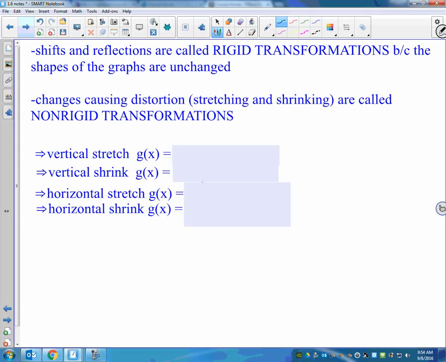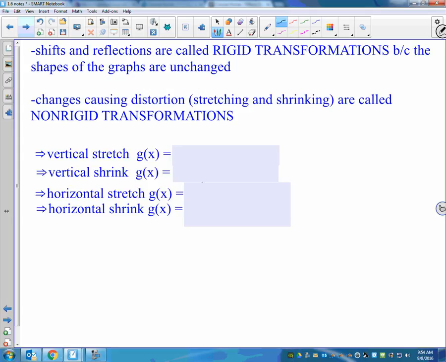And you can stretch your graph vertically or you can shrink it vertically. You can also stretch it horizontally, and it's all about whether you multiply a number on the inside or on the outside. And I'll tell you that your precalculus book says it a little different than the algebra 2 book, so it's a little bit iffy.